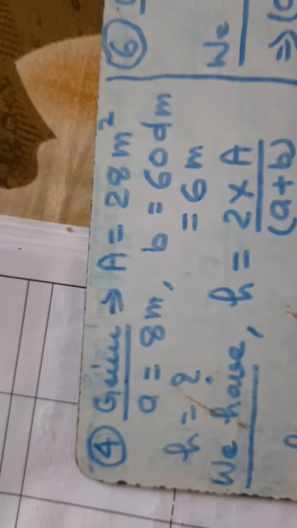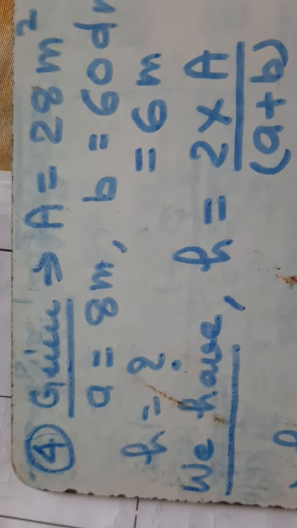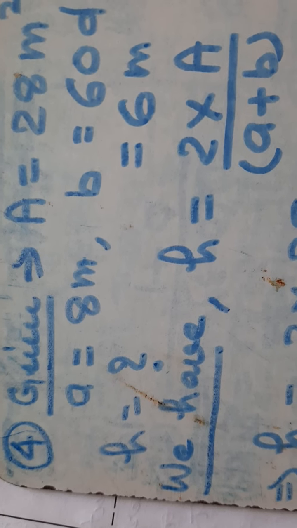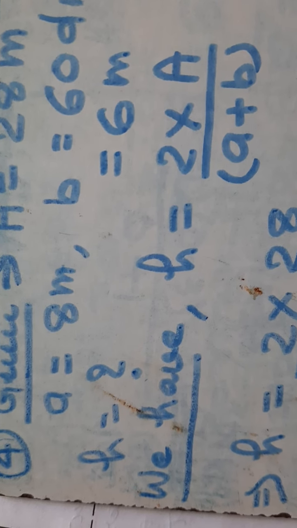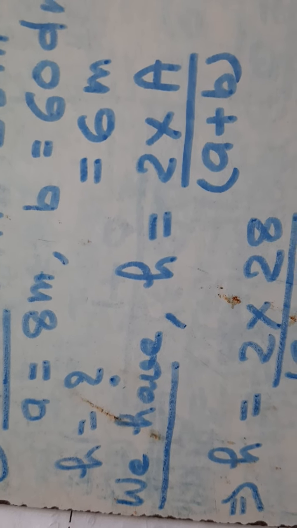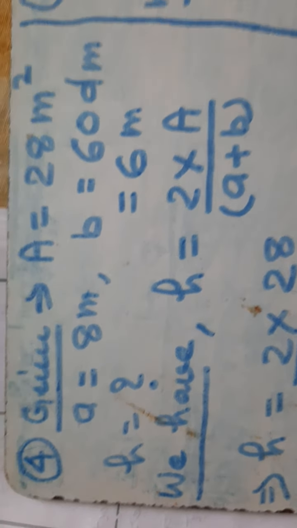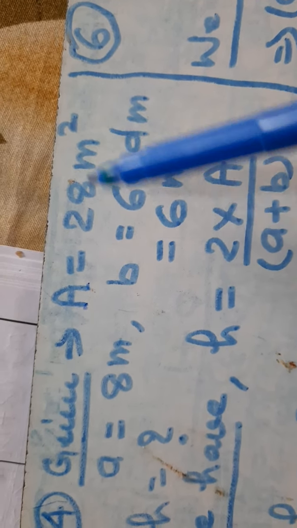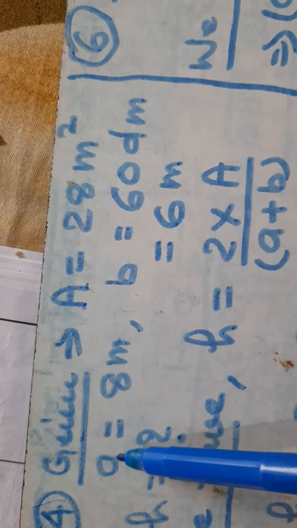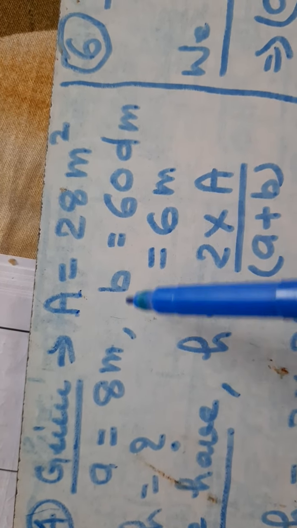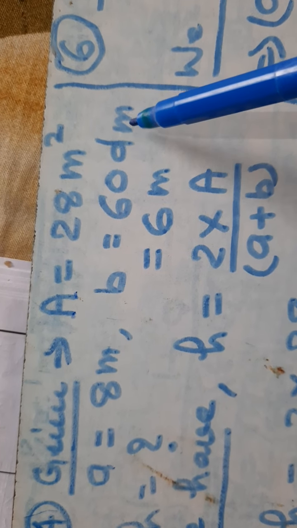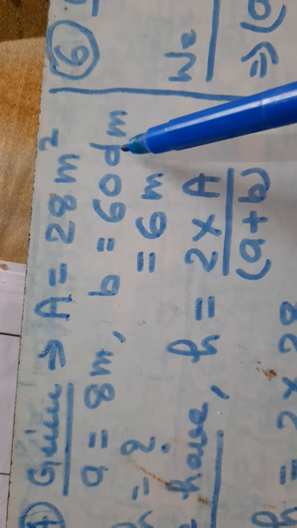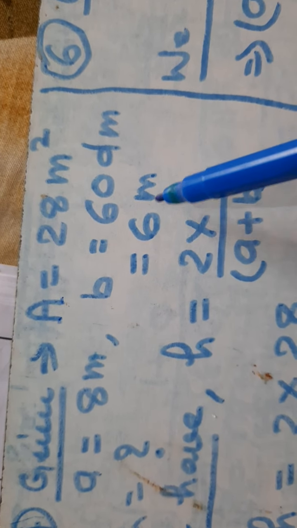Now, question number 4. If the area of a trapezium is 28 meter square and two parallel sides are 8 meter and 60 decimeter respectively, find the altitude of the trapezium. Here given area of trapezium A is 28 meter square, parallel sides a is equal to 8 meter and b is equal to 60 decimeter. Convert this unit decimeter into meter, we get b is equal to 6 meter.